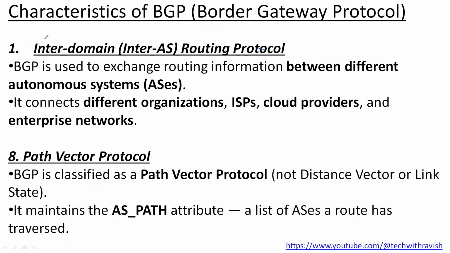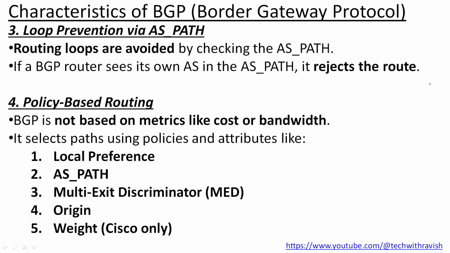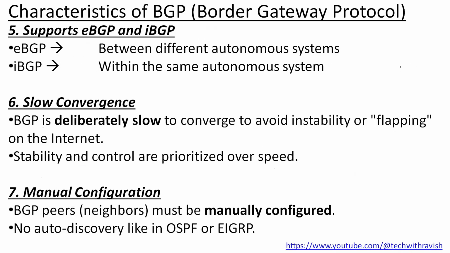What are the characteristics of BGP? It is an interdomain AS routing protocol, used to do routing between different AS numbers. It is a path vector protocol. It is not a distance vector or link state protocol like other protocols, but a path vector protocol that depends on path attributes. Let's talk about the other characteristics. It prevents loops via AS path. It does policy based routing taking the following attributes. Later on we will have a video on the attributes also.